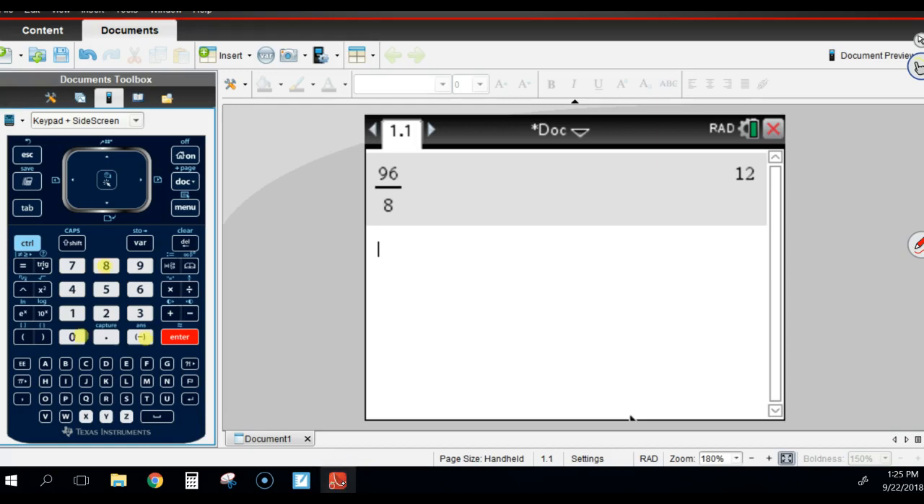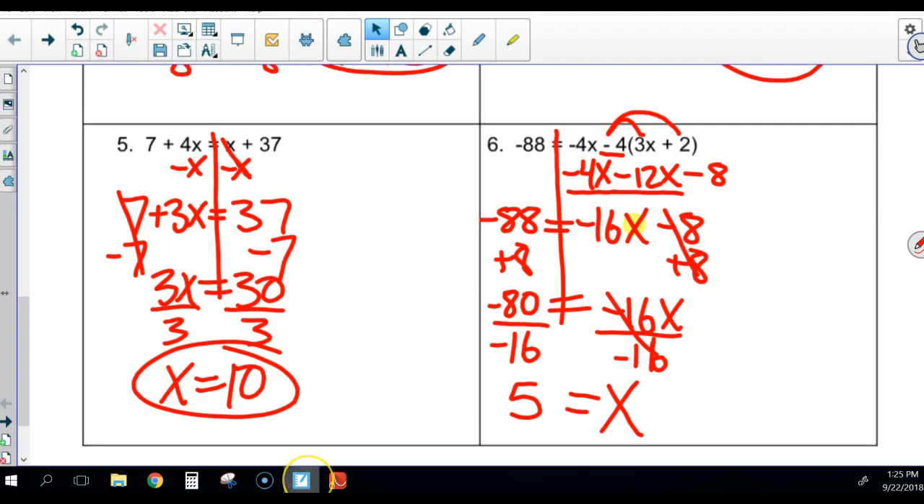Negative 80. Whoops. Highlighter, I need the mouse. Negative 80 divided by 16. Well, divided by negative 16 would make it a positive 5. So, yeah, I'm good. So, positive 5 is good.